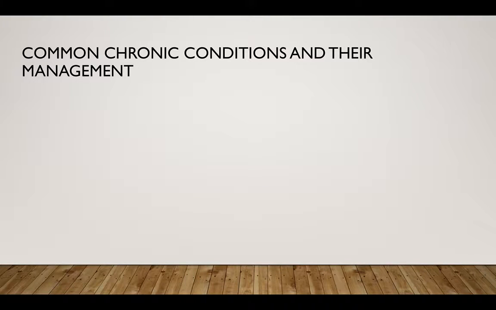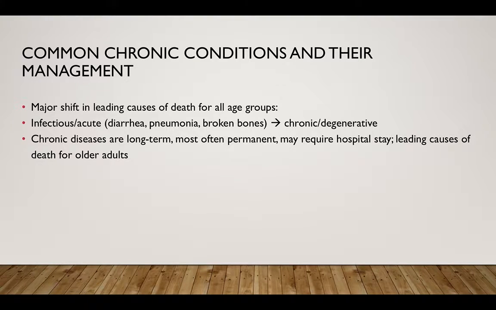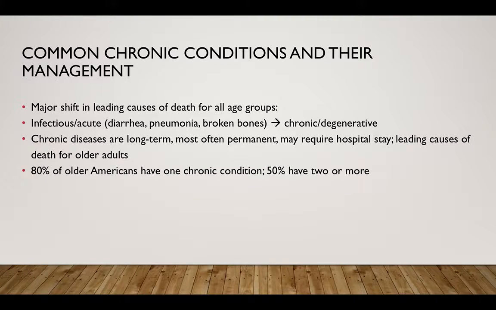Moving on, we're going to talk about chronic conditions that are common for older adults and their management. We've seen a major shift in the leading causes of death for all age groups throughout history. It used to be that people would die of infectious or acute diseases such as diarrhea, pneumonia, and broken bones. Now we see more people dying of chronic degenerative diseases. Chronic conditions are long-term, most often permanent, and may require a hospital stay. They are the leading causes of death for older adults.